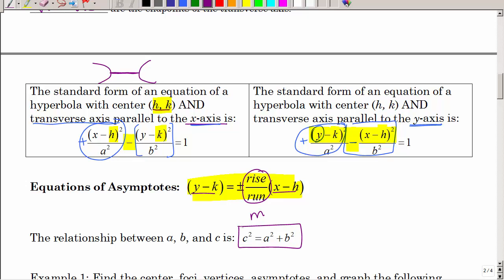Then we have that relationship between a, b, and c. That is the Pythagorean theorem. It looks just like the ellipse, except that has a plus. So where this is plus, those are minuses. And on the ellipse, just backwards. So again, you've got to keep that all straight.